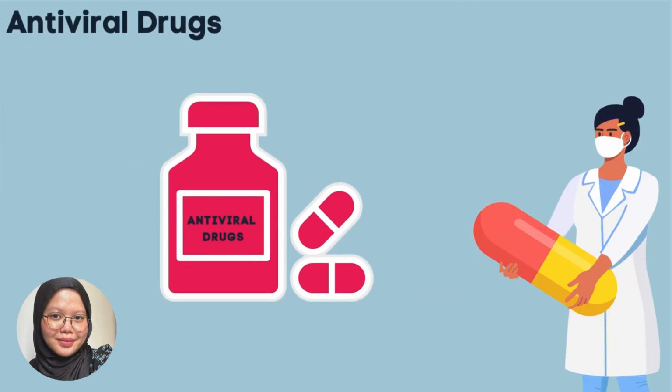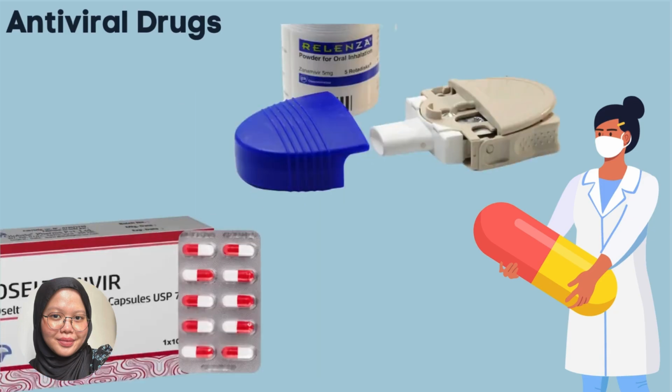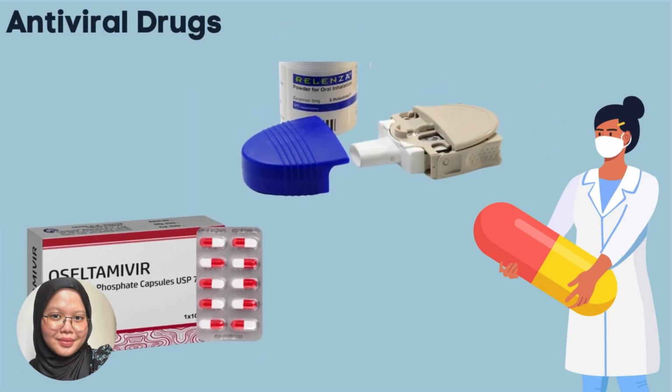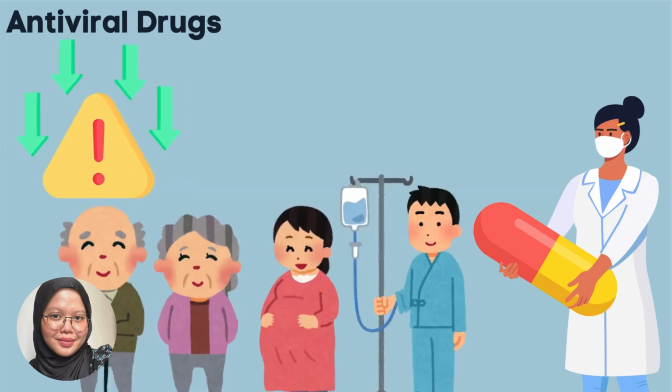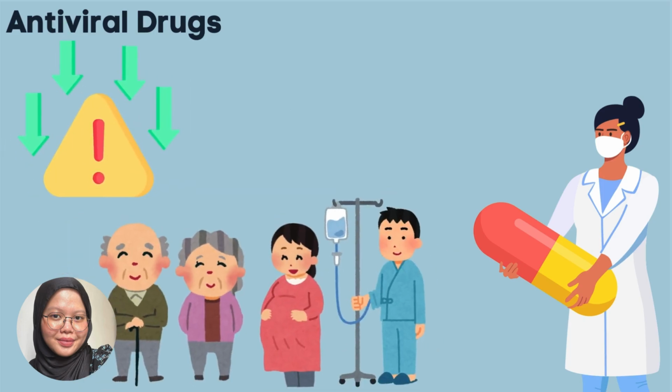Antiviral drugs are crucial in treating influenza. The most common are neuraminidase inhibitors, which can be taken orally or inhaled. These stop the virus from spreading, but are most effective within 48 hours of symptom onset. Newer drugs block the virus replication and are effective against resistant strains. This treatment helps reduce the risk of severe illness, especially for the high-risk group.